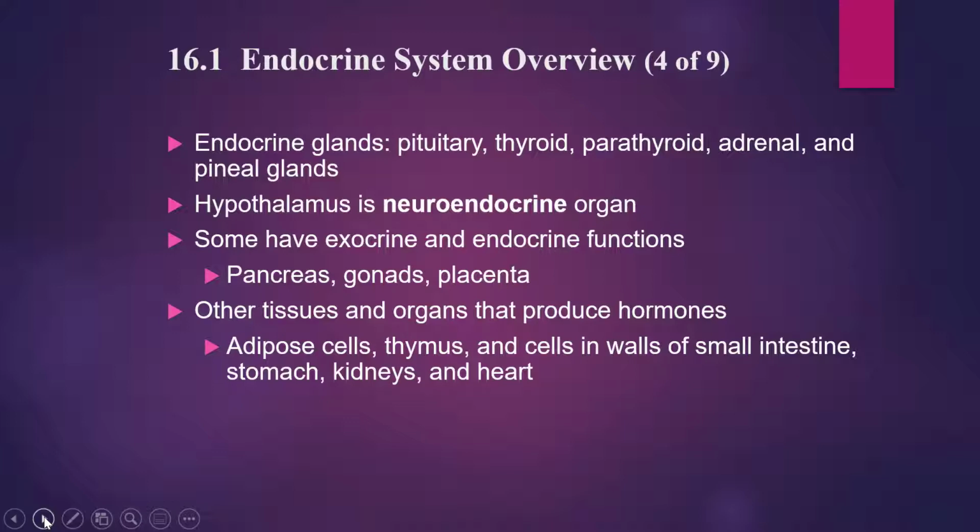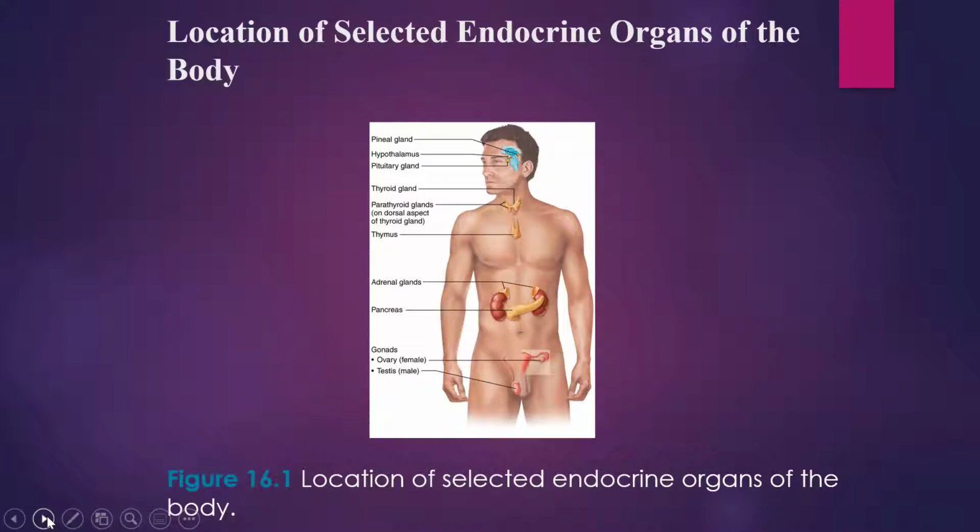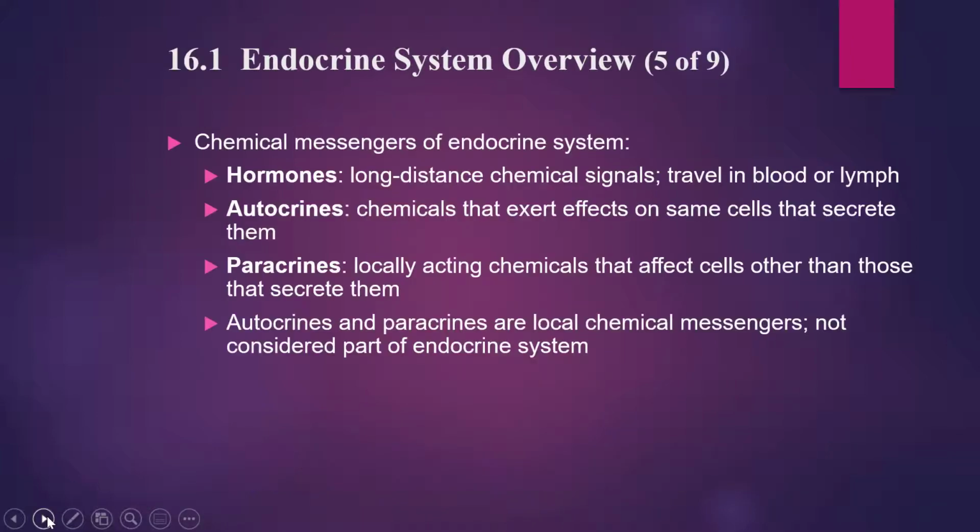Some organs in the body have exocrine and endocrine functions, and these will be your pancreas, your gonads, and your placenta. Other tissues and organs also produce hormones, such as adipose cells, the thymus gland, the cells in the walls of the small intestine, the stomach, the kidneys, and the heart. They do produce specific local hormones. And these are the locations of the main endocrine glands of the body, and we're going to take them as simple as we can in a few minutes.